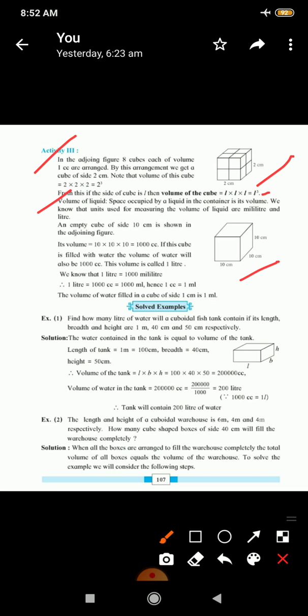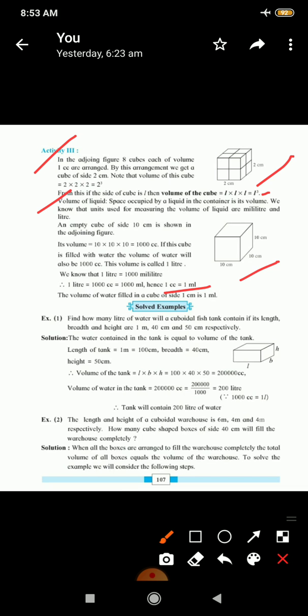This volume is called 1 liter. We know that 1 liter is equal to 1000 milliliters. Therefore, 1 liter is equal to 1000 cc, that is equal to 1000 ml. Hence, 1 cc is equal to 1 ml. Okay, 1 cc is equal to 1 ml.